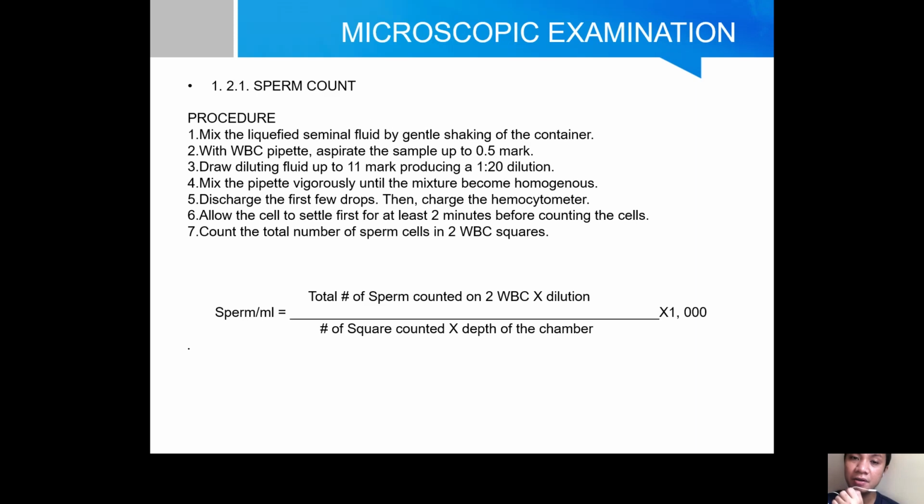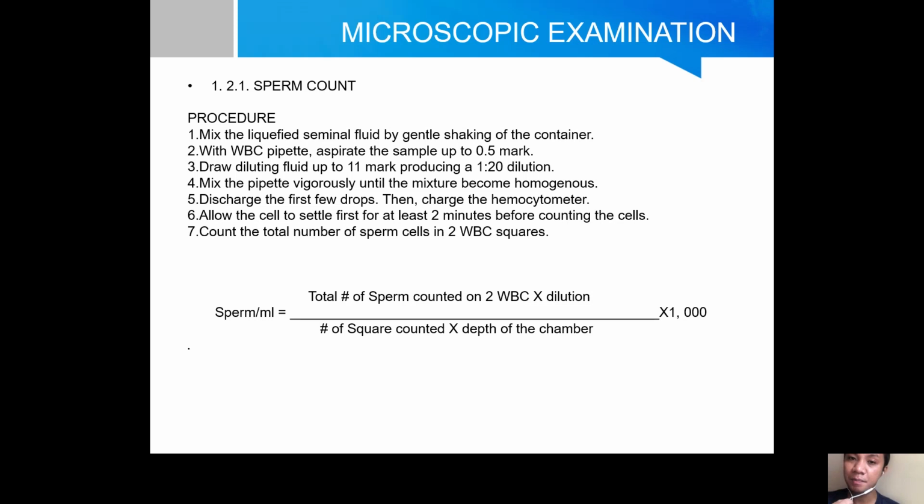Then we have your microscopic examination. Before you can perform your microscopic examination, make sure that your seminal fluid has been liquefied already. Liquefaction takes approximately 30 to 60 minutes after the collection process. Again, you cannot proceed with your microscopic examination unless your specimen has been liquefied already.